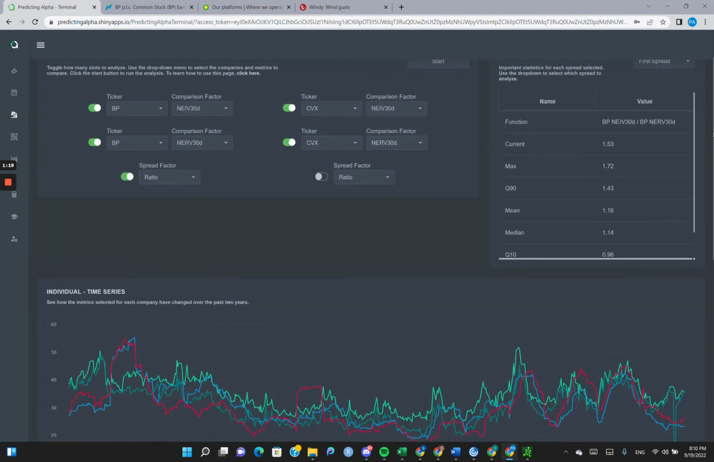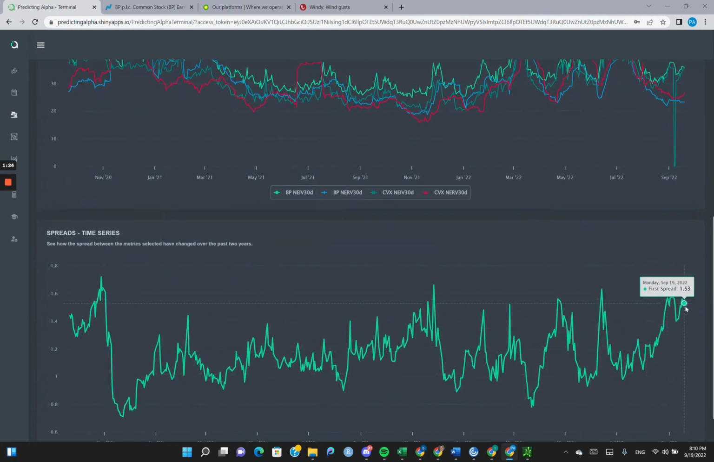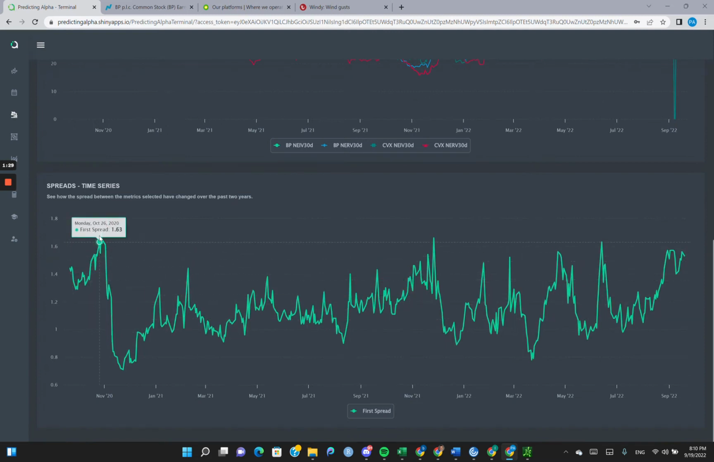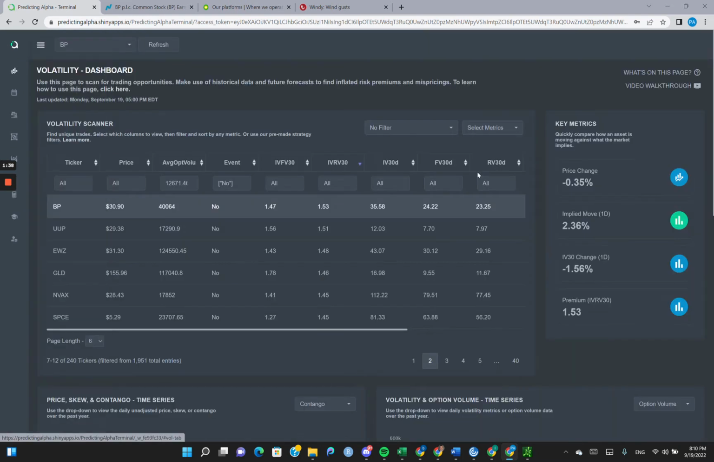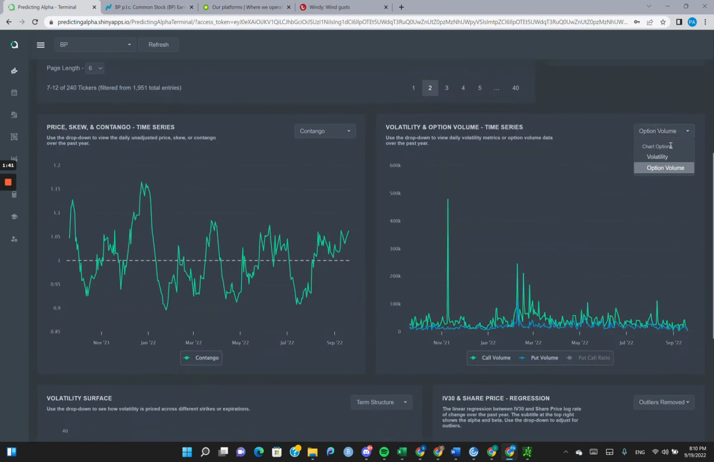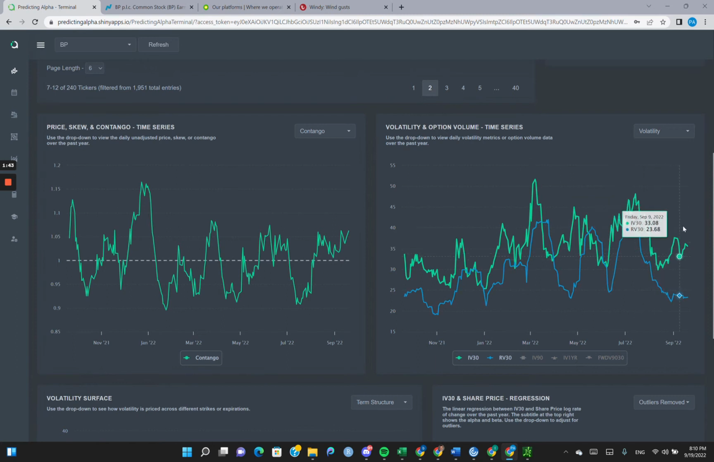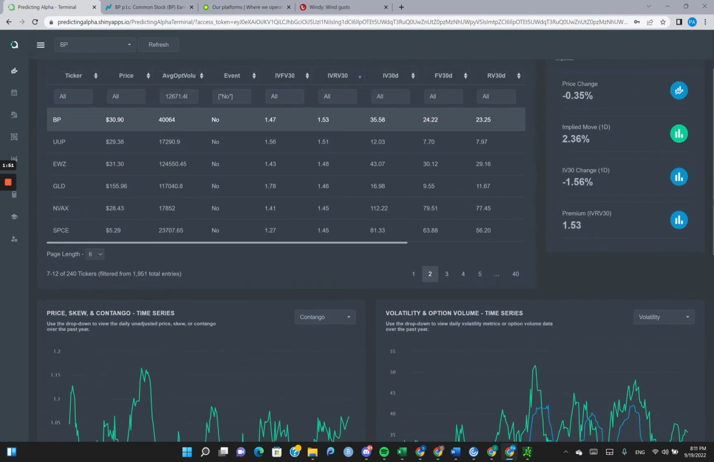This is the non-event IV30 for BP relative to its realized volatility. We can see this is really overpriced, at the top of its range, almost as volatile as it was at the end of 2020 when we were still seeing an exuberant amount of volatility in the oil markets. So we have to ask ourselves, why is this the case right now? Why are we seeing this huge gap in implied volatility versus realized volatility? There are a couple of theories I have, and I'll get to them in a second.